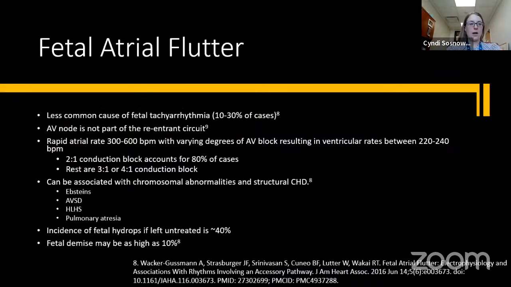So the other common fetal tachyarrhythmia is atrial flutter.